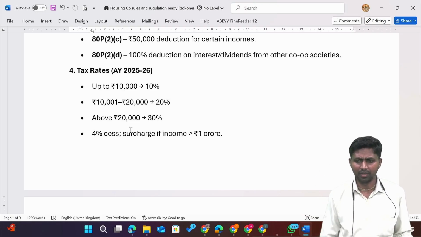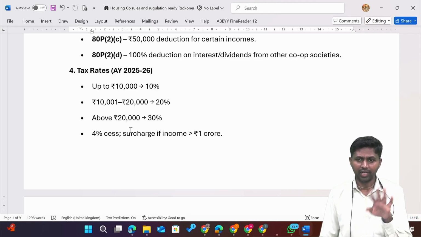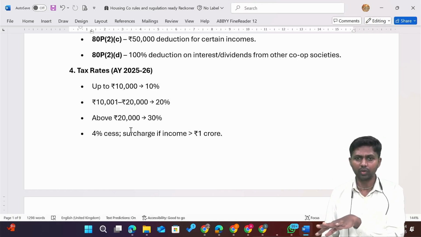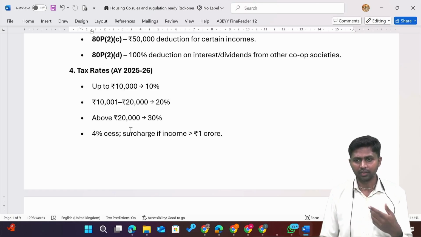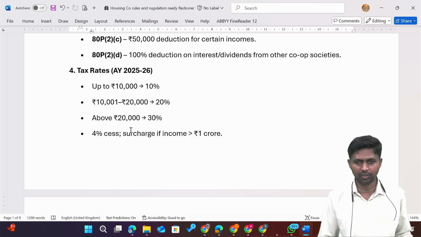It's very simple. If you are getting 60,000, then just give tax on 10,000 at 10%. If you are getting 70,000, then on the first 10,000, 10%, and on the next 10,000, that is 20%. Above 70,000, whatever you are getting, on that it is 30% straight away. And surcharge, yes, surcharge also at 4%.